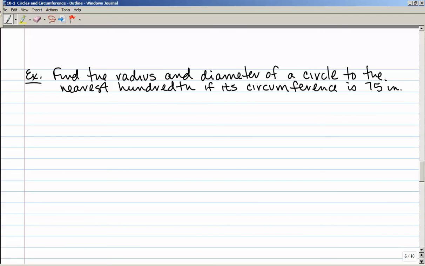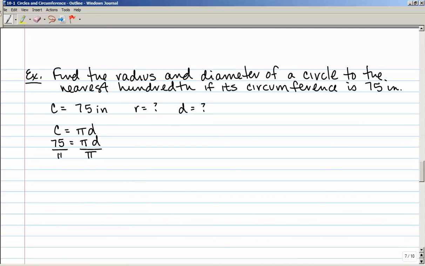Find the radius and diameter of a circle to the nearest hundredth if its circumference is 75 inches. So the circumference of the circle is 75 inches, and I need to find the radius and the diameter. So I'm going to start with one of the formulas. I think I'll do circumference equals pi times the diameter. My circumference is 75. My diameter is what I need to find. So I will divide both sides by pi.